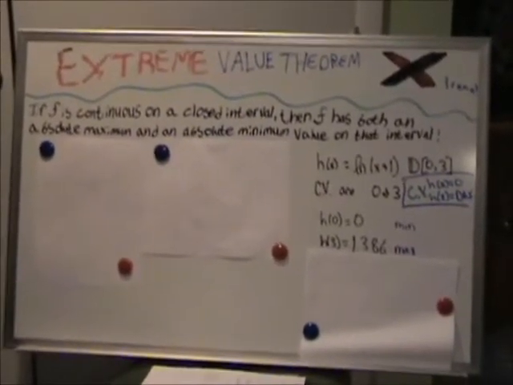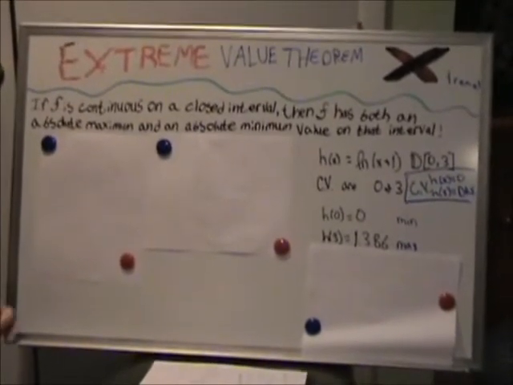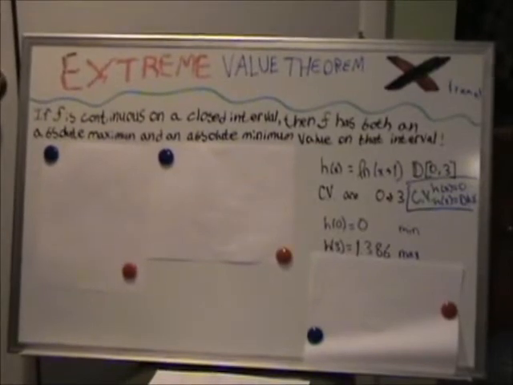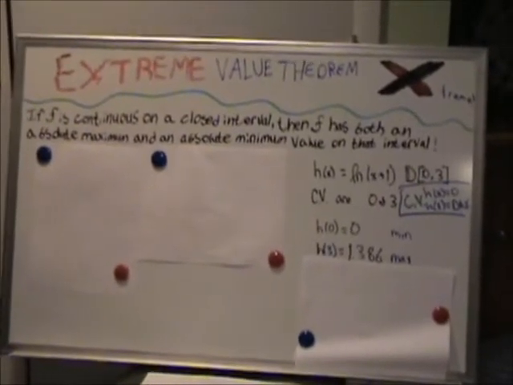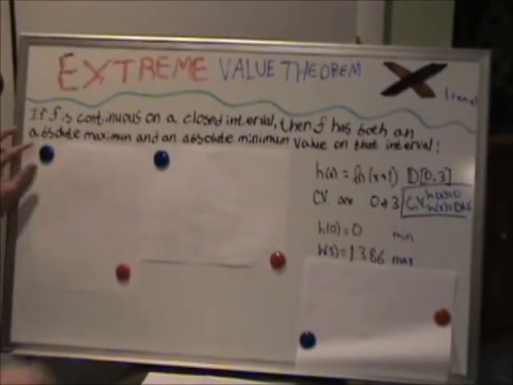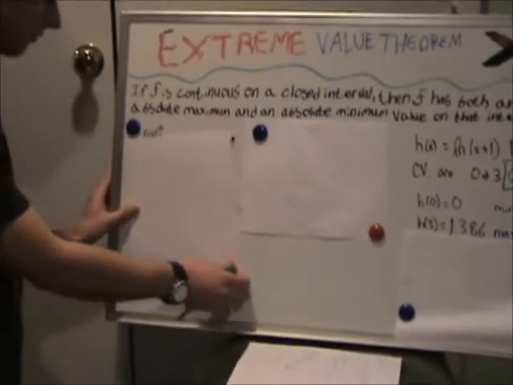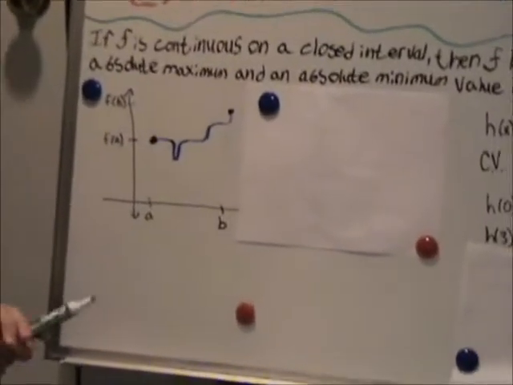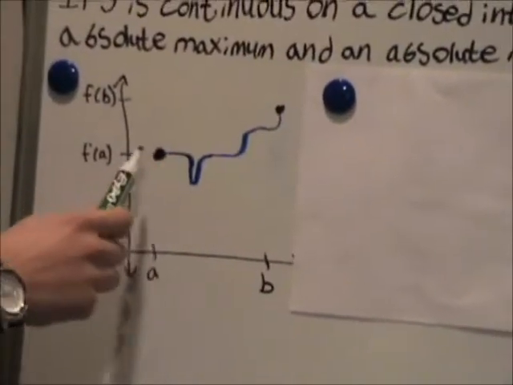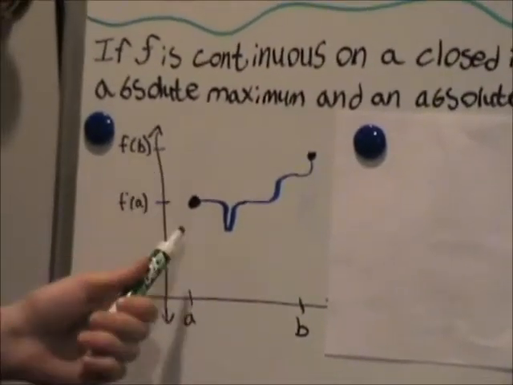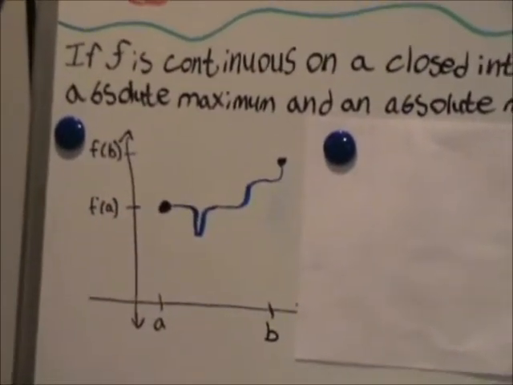Hello, we are going to talk about the extreme value theorem, which states that if f is continuous on a closed interval, then f has both an absolute maximum and an absolute minimum value on that interval. We're going to first look at this graph, which is a graph of f, which shows a continuous function on a closed interval, and we can see that's a closed interval and continuous.